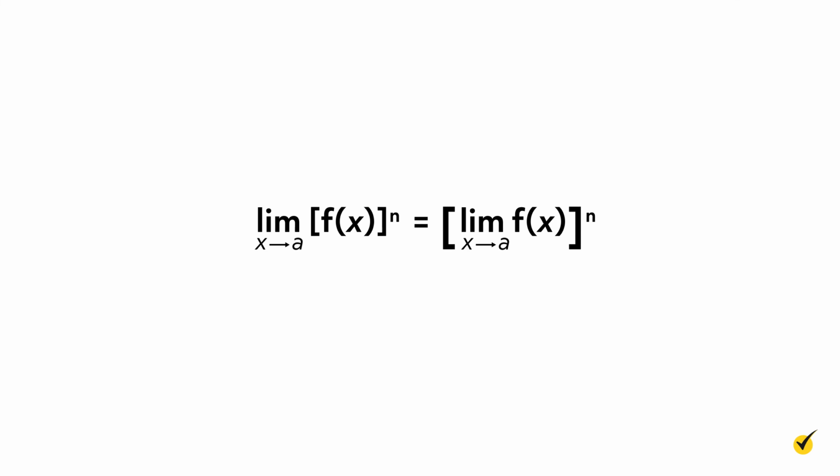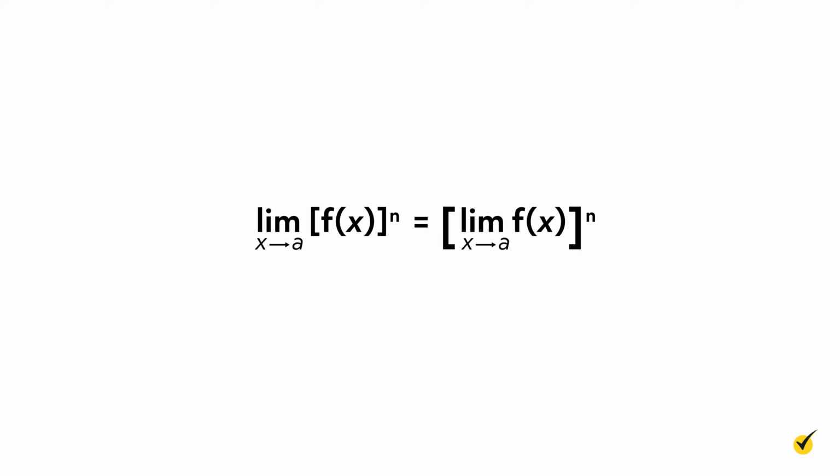L'Hopital's rule, where you take the derivative of the numerator and the denominator, may be necessary to simplify expressions given by the division property. If you find yourself needing to take the limit of a function raised to some power, start by finding the limit of the function itself, then applying the power afterward. Mathematically, this power property can be stated as the limit as x approaches a of f of x to the n is equal to the limit as x approaches a of f of x, to the n.